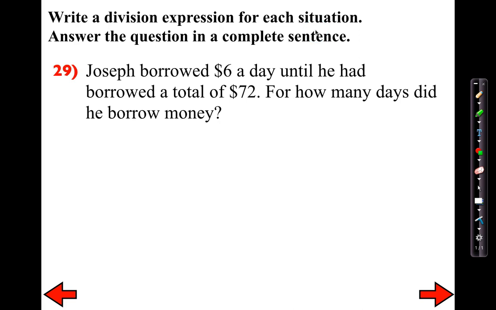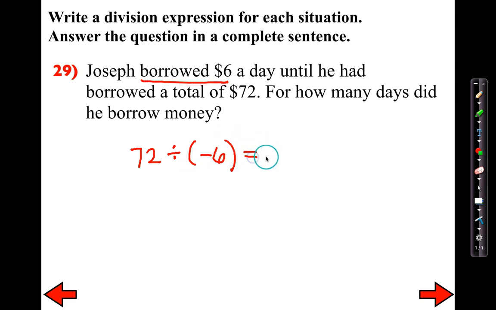Okay, number 29. Why don't you go ahead and pause this video and try 29 by yourself. So for number 29, it says, Joseph borrowed $6 a day until he borrowed a total of $72. For how many days did he borrow money? So here, again, because it says he borrowed $6, that's going to indicate that it's probably a negative 6. But notice here, he borrowed a total of $72. So I'm actually going to do 72 divided by negative 6 because that's how much he borrowed each day.